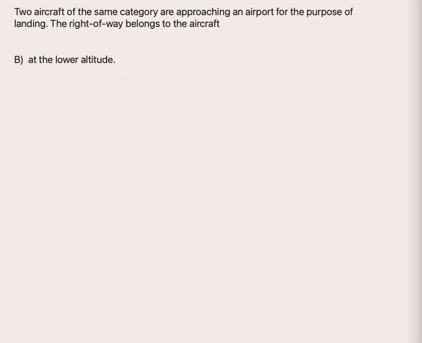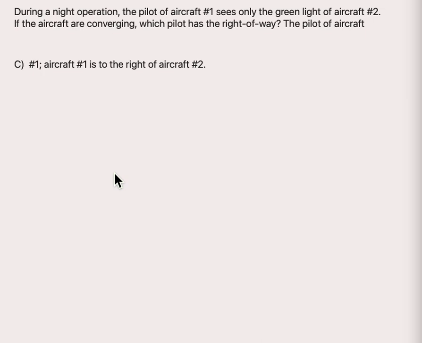That makes sense. During night operation, the pilot of aircraft 1 sees the green light of aircraft 2. If the aircraft are converging, which pilot has the right of way? So the pilot of aircraft 1 sees only the green light of aircraft 2. So that means aircraft 1 is on the right. So the answer is number 1, because aircraft number 1 is to the right of aircraft number 2.